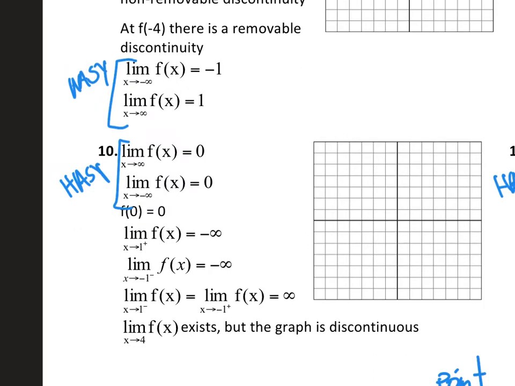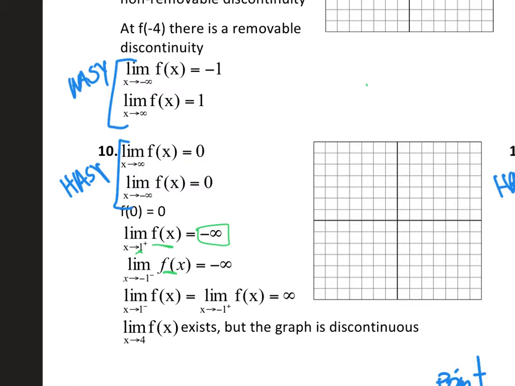So for instance, over here on number 10, I have where the f of x, also known as the y, is approaching infinity. All right, so let's think about that. If I have a graph and I'm coming to 1 from the left, and then the f of x is approaching infinity, then I'm getting a VASI, a vertical asymptote.